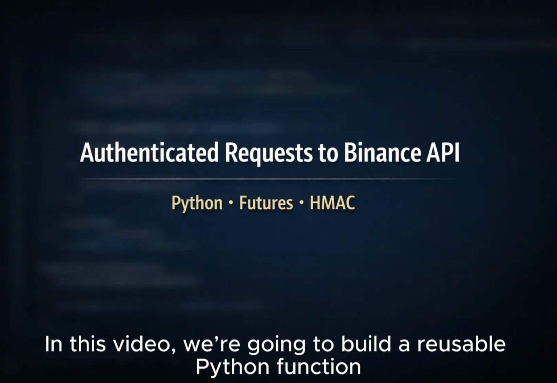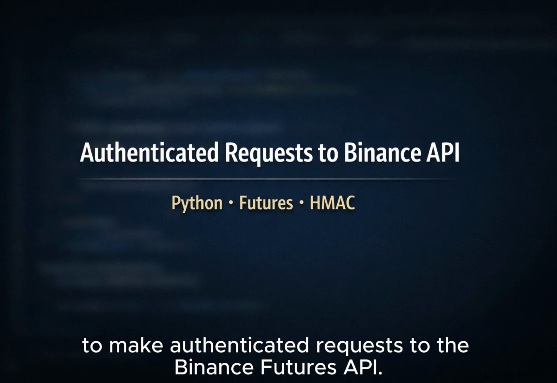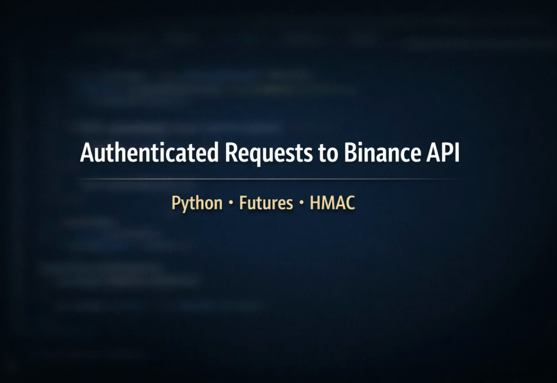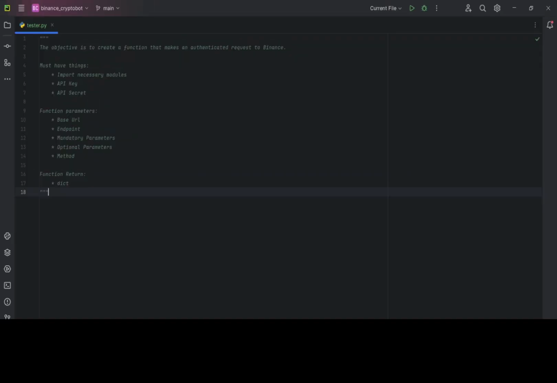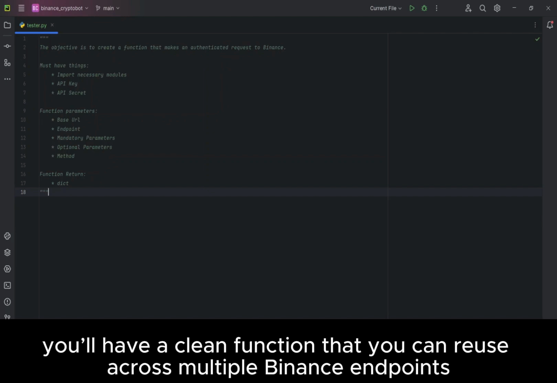In this video, we're going to build a reusable Python function to make authenticated requests to the Binance Futures API. We'll follow the official Binance documentation and implement everything step by step. By the end of this video, you'll have a clean function that you can reuse across multiple Binance endpoints.